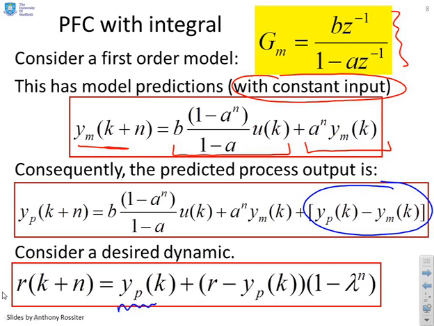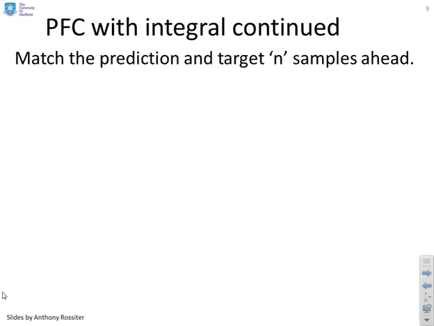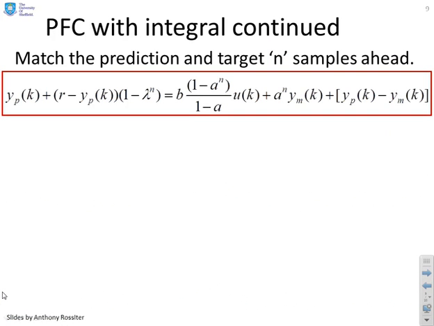And you remember, what does PFC do? It says, let's make these two the same. That's what we actually want to do. So I've matched the prediction and the target n samples ahead. This is what I've got. So here's my target, and over on this side, here's my prediction.